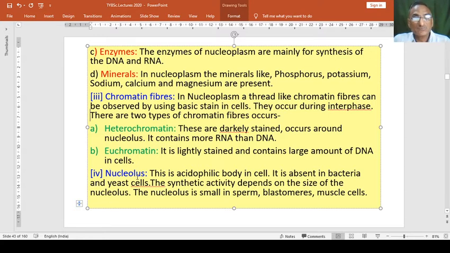Nucleolus is an acidophilic body present in the cell. It is absent in bacteria and yeast cells. The synthetic activity depends on the size of the nucleolus. The nucleolus is small in sperm, blastomeres, muscle cells, etc. And mostly it contains RNA bodies, meaning single-stranded material, or we can say single-stranded chromatin material.